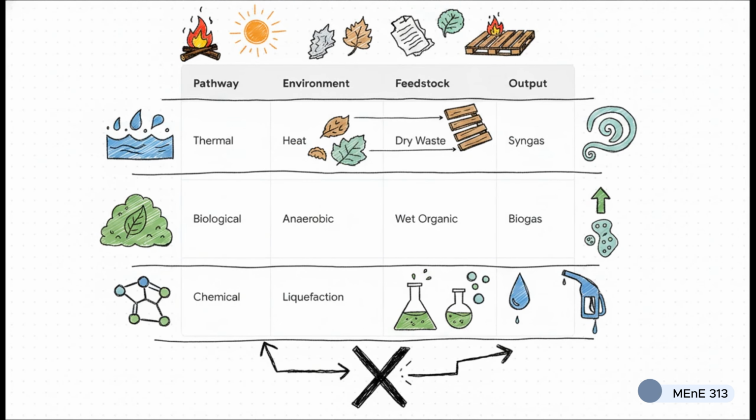Now, pay close attention to these distinctions because this is definitely highly testable material. The major pathways are clearly separated by their process environments. Thermal pathways need combustible, relatively dry waste to produce heat or syngas. Biological pathways need biodegradable wet waste to produce biogas or digestate. And chemical pathways generally require highly homogeneous organic feedstocks to produce liquid fuels. You absolutely cannot mix these up without risking total system failure.